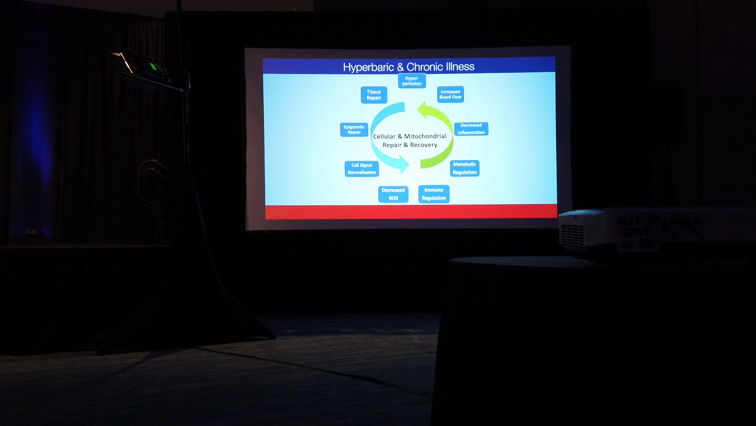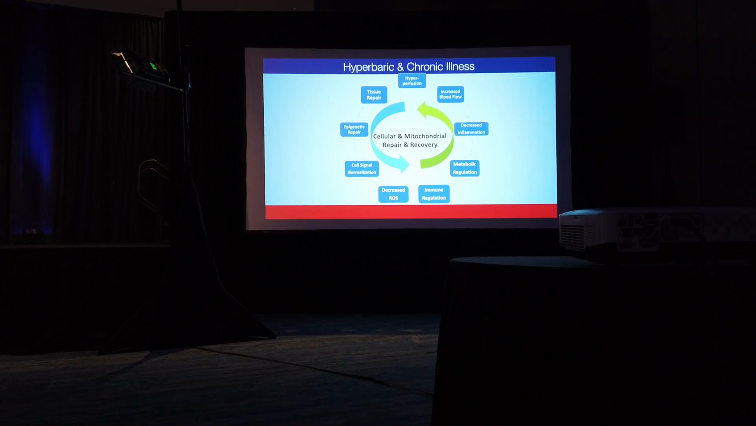Where you had reduced perfusion, you get increased perfusion. Where you had reduced blood flow, you get increased blood flow. Where you had increased inflammation, you have decreased inflammation. Where you had metabolic dysregulation, you have metabolic balance and regulation. Where you had increased reactive oxygen species, you start to just get balancing in that whole oxidative pathway.